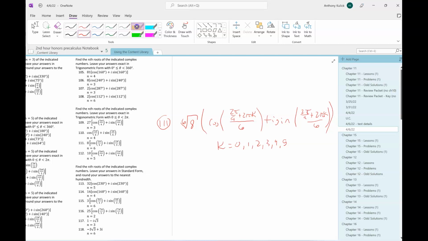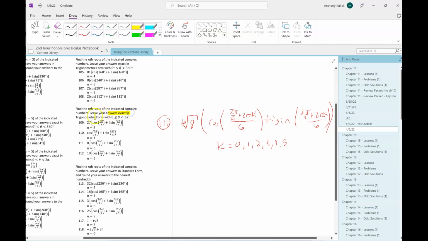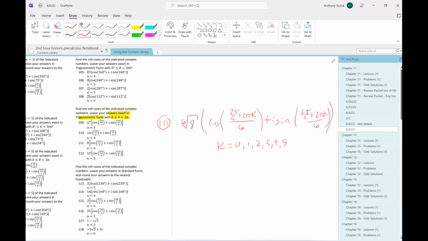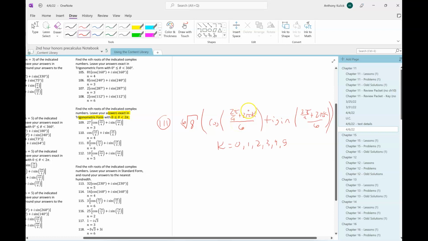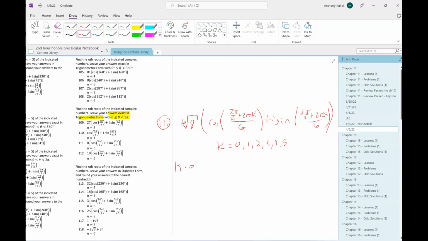And they want our answers exact in trigonometric form with theta between 0 and 2 pi. All right. So if I take k equals 0 first, I'm going to have just 2 pi over 9 divided by 6, which is going to be 4 pi over 3.